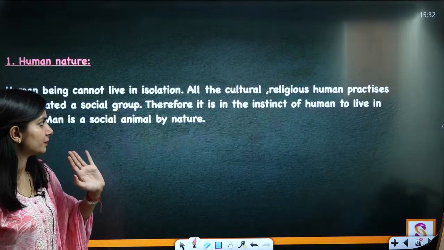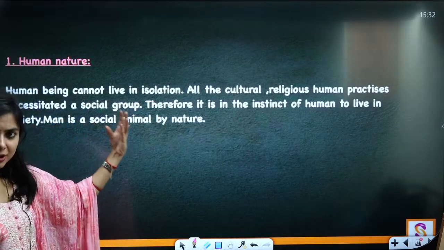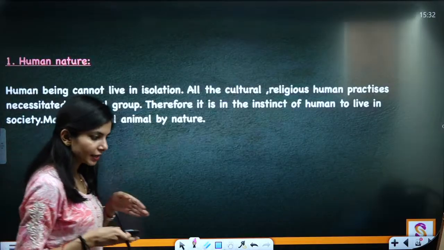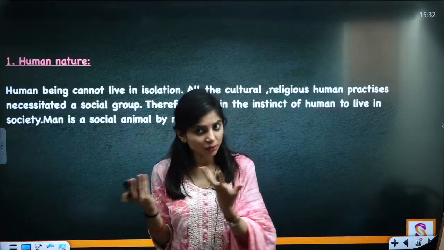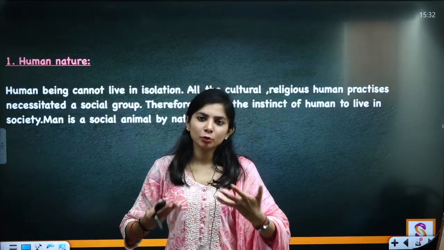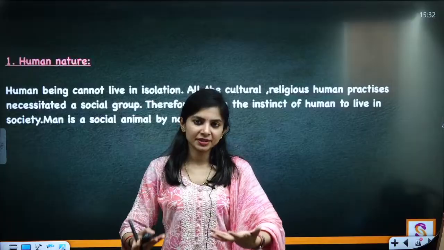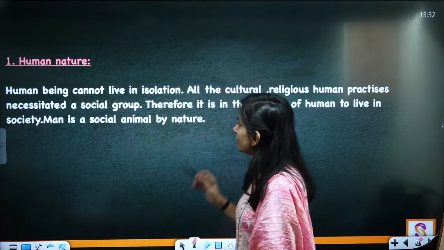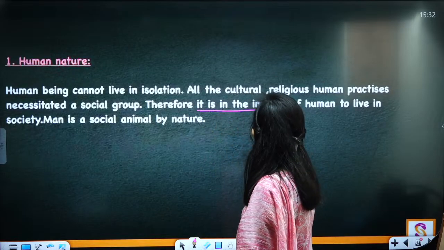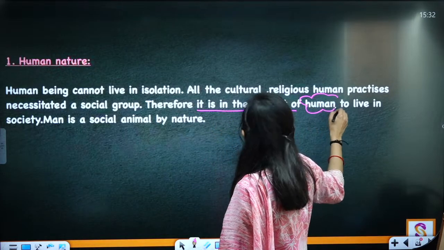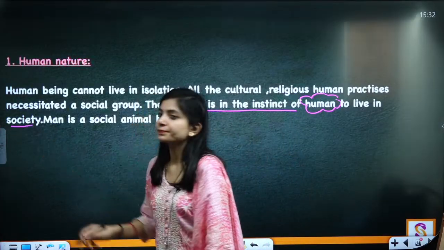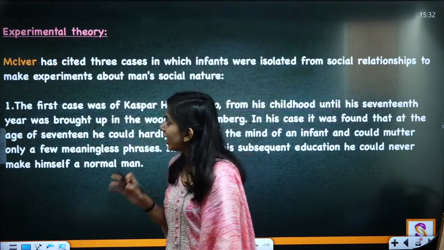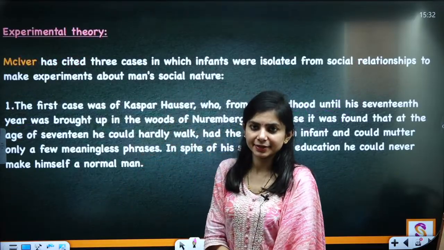He said that all the cultural, all the religious, all types of human practices are there. Why? Because all these activities involve people. They want a group to be there. So from this perspective, you can understand that it is in the instinct of the human to live in society. And just to stress this point, MacIver provided 3 cases.